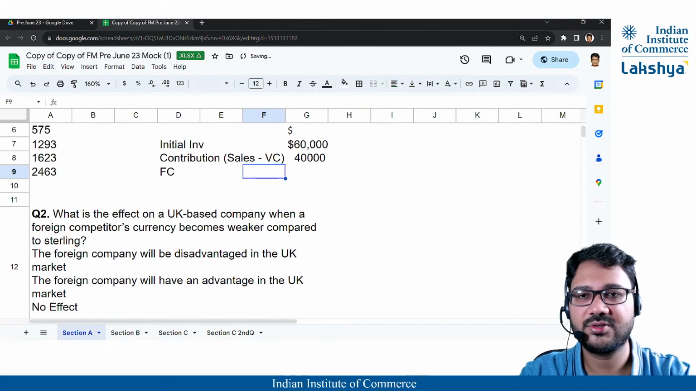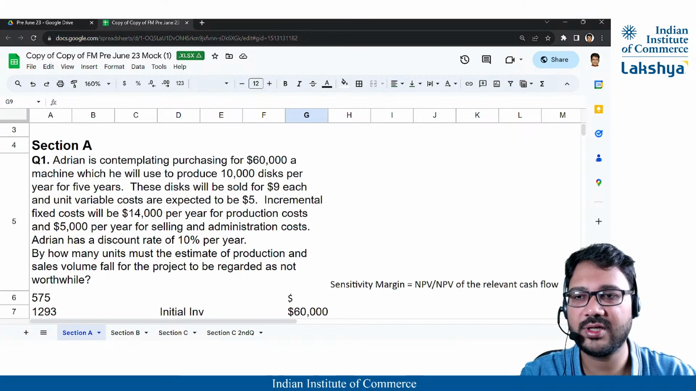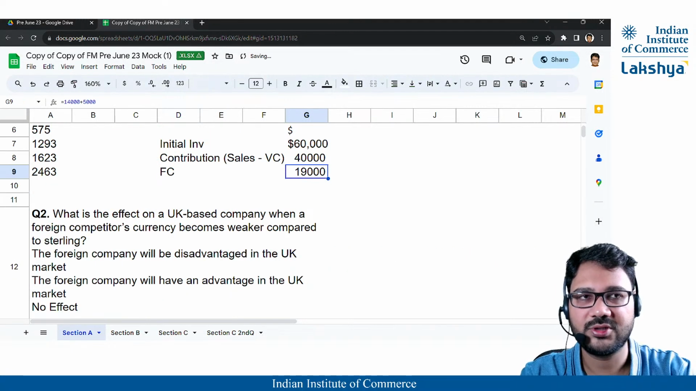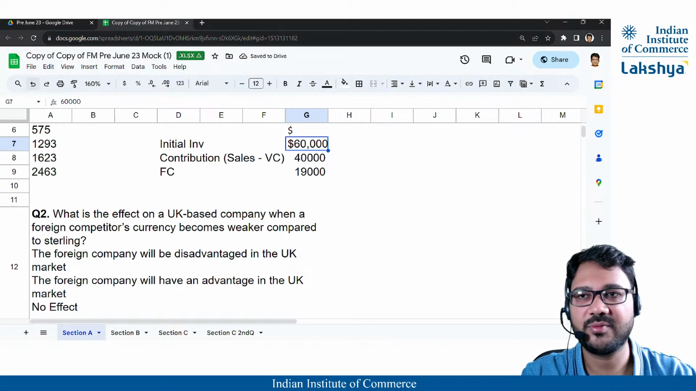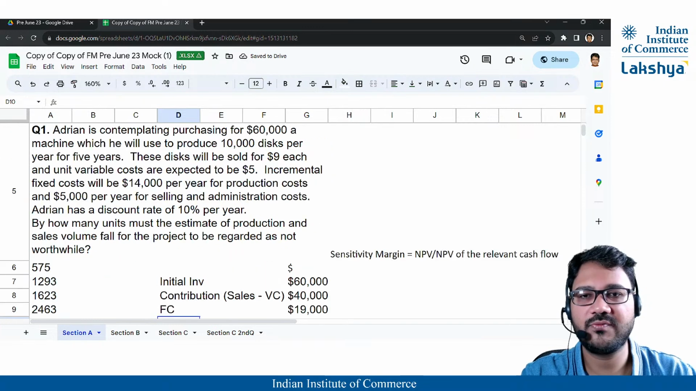Fixed cost. So a fixed cost is how much? It's the summation of 14 and 5. 14,000 plus $5,000. So that's $19,000. Let me just format all of them. Okay. So we have done this.